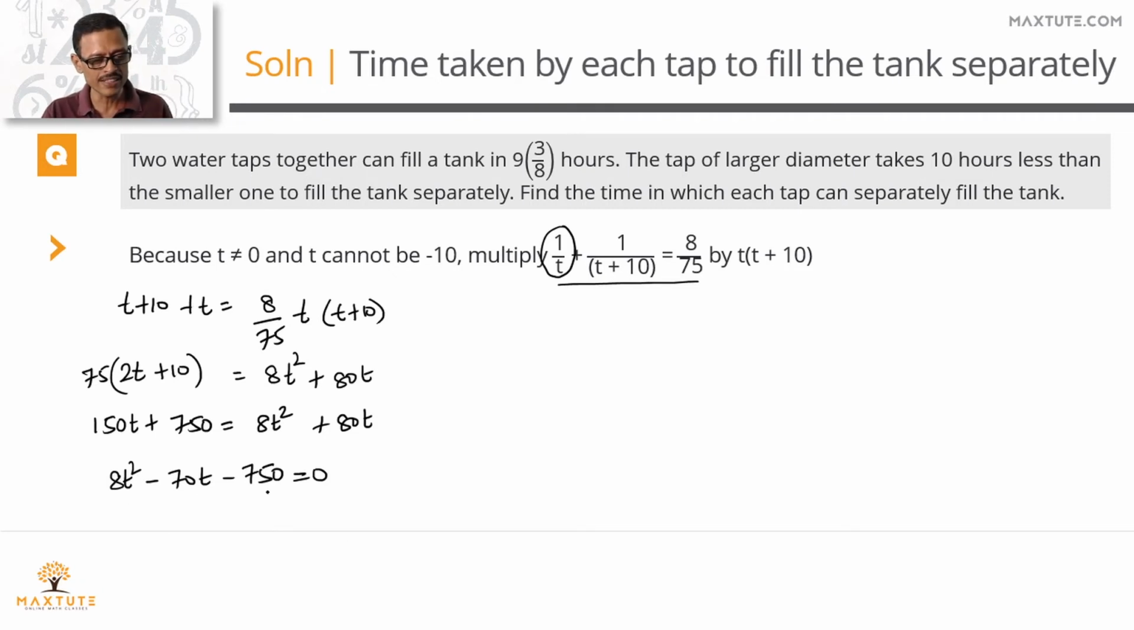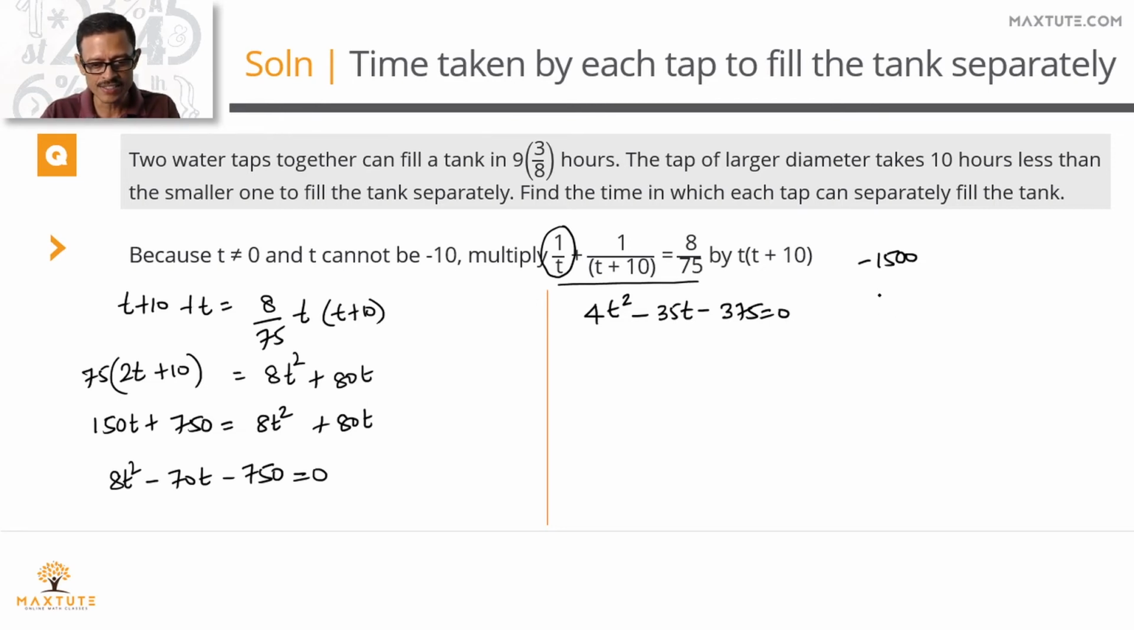Before that, all these terms are divisible by 2. So let's divide it by 2 to make the factorization, if possible, an easy one. 4t square minus 35t minus 375 equals 0. Product of the first and the last term is equal to minus 1500. Let's focus on the 1500, the magnitude alone right now. We need to get a sum of 35.